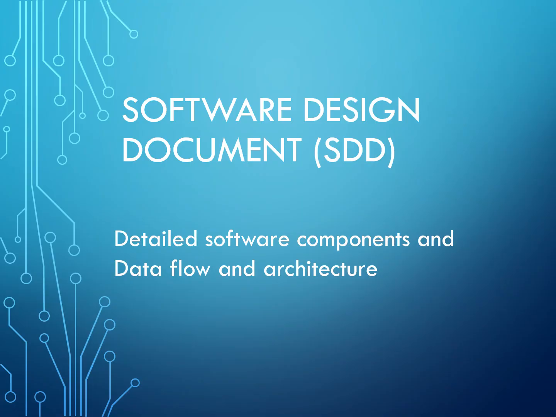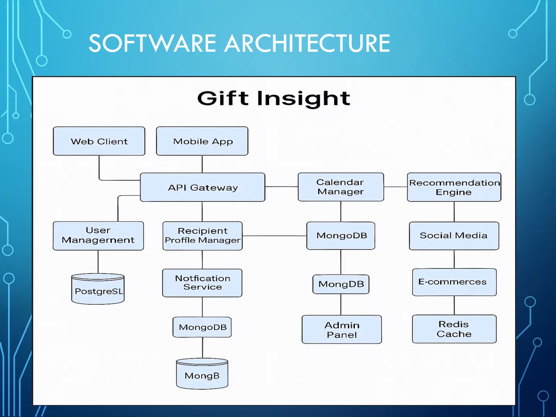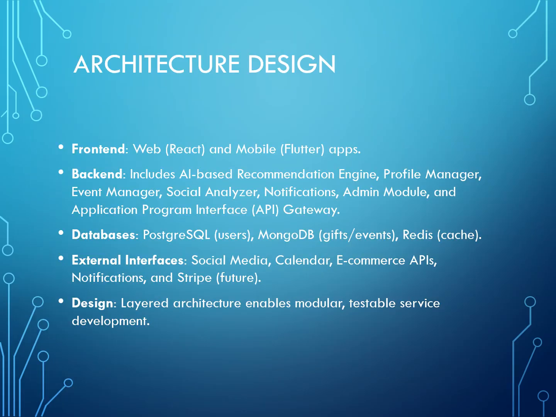For the software design document, which is the detail of the software components and data flow and architecture. Here's an overview of the GIF Insight for all its components and how they are connected. It is architecture design: the front end, which is web and mobile applications, and the back end, which includes the AI recommendation engine, the profile manager, application program interface, or the API gateway, social media analyzer, etc.